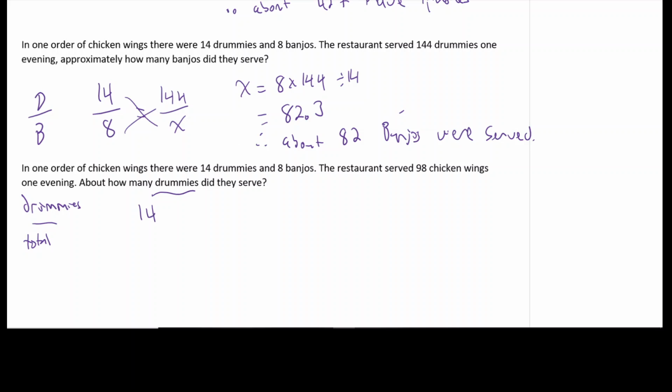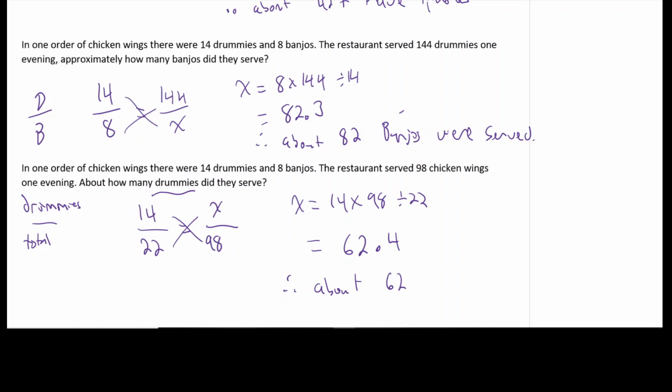So we have 14 drummies in our base order. And that order has a total of 14 plus 8, 22 chicken wings in it in total. And that is going to equal 98's the total, and X goes on top. Now we'll do our crisscross applesauce. X is 14 times 98 divided by 22. And I get 62.4, so then therefore about 62 drummies. All right, so that's how you do one that needs a total.